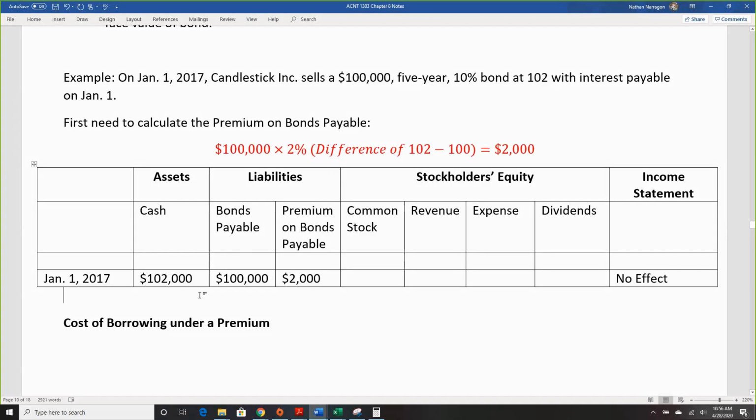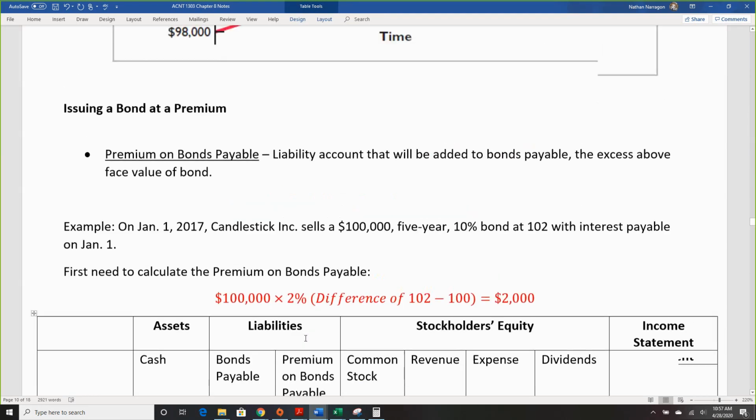And notice this. Premiums again will add, so it's a positive liability. Okay? So again, under this formula, bonds payable plus our premium shows us that we made cash of 102,000. Again, this is a good way to double check. If you know this is higher than 100, then your cash should always be higher than your bonds payable, or face value. Opposite for discount, it should be below.